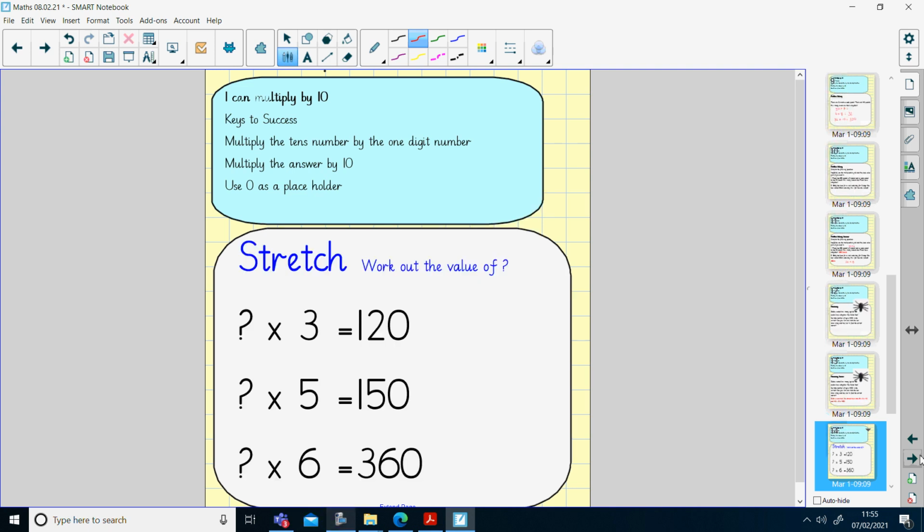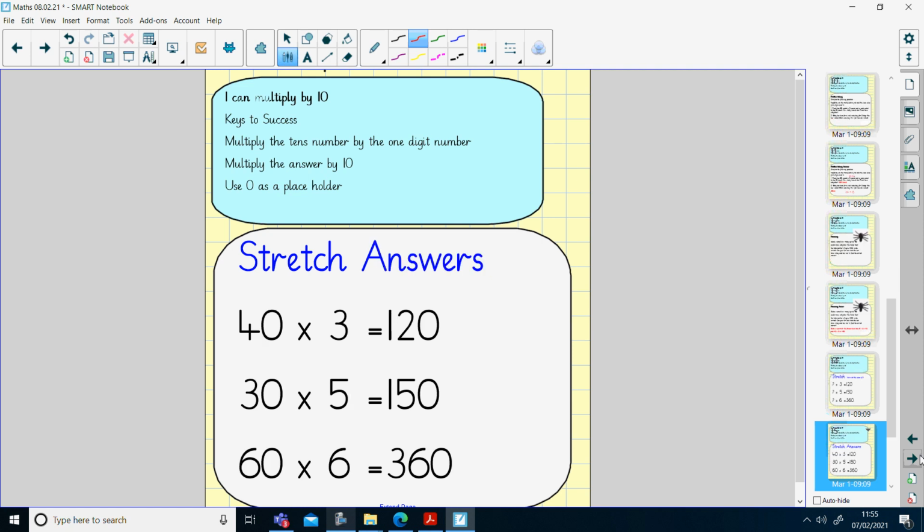Okay, there are some stretch questions on the board for you. If you're going to have a go at those, pause the video, work out the value of the question mark and then come back for the answers. And there are your answers to your stretch questions today. Give yourself a tick for each one that you got correct and then come back to me.